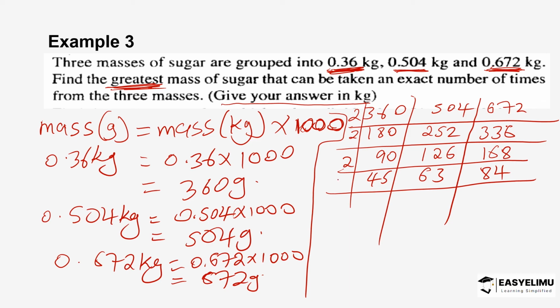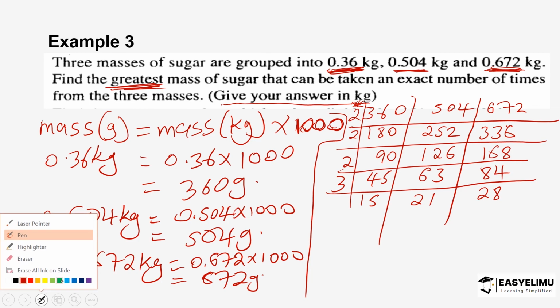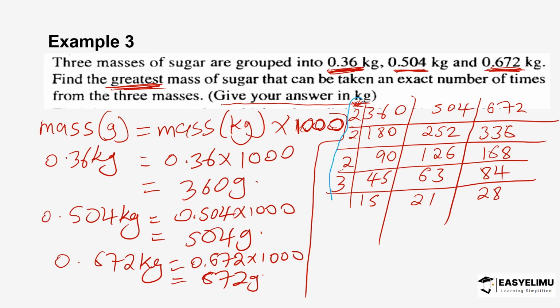So you can try 3. So 15, 21. Again, this is 28. So it's not really possible to find a number that can divide all these 15, 21, and 28. So when you reach that level, you simply multiply these numbers here.